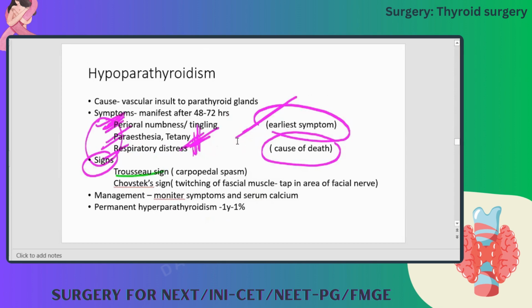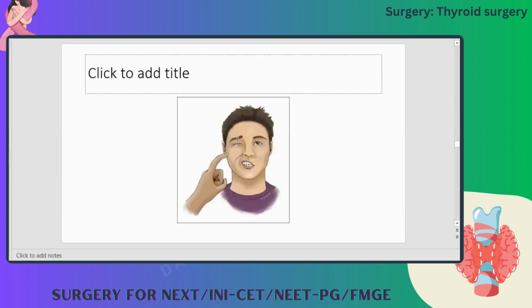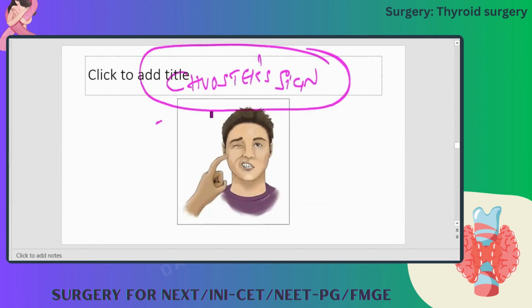And one more sign is there, Chvostek's sign. If you just tap here, the facial muscles will go into twitching. It is known as Chvostek's sign. I think I have the image of it. Yeah, this is Chvostek's sign. See here. This is also a sign of hypoparathyroidism.